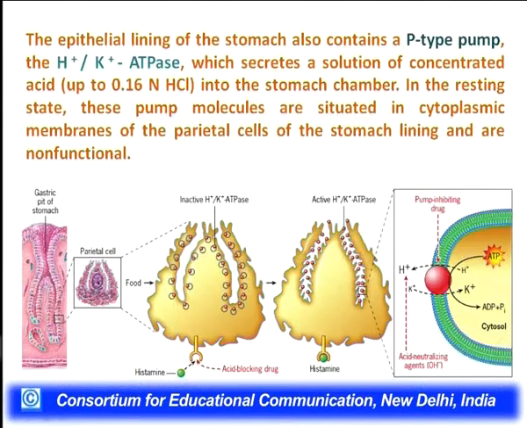In the resting state, these pump molecules are situated in the cytoplasmic membranes of the parietal cells of the stomach lining. So you can see that these are the parietal cells. This is a histological section. In the parietal cells, you can see these particular cells lying, and these are the inactive hydrogen potassium ATPase molecules, and they are situated near the cytoplasmic membrane of the parietal cells, and they are non-functional.